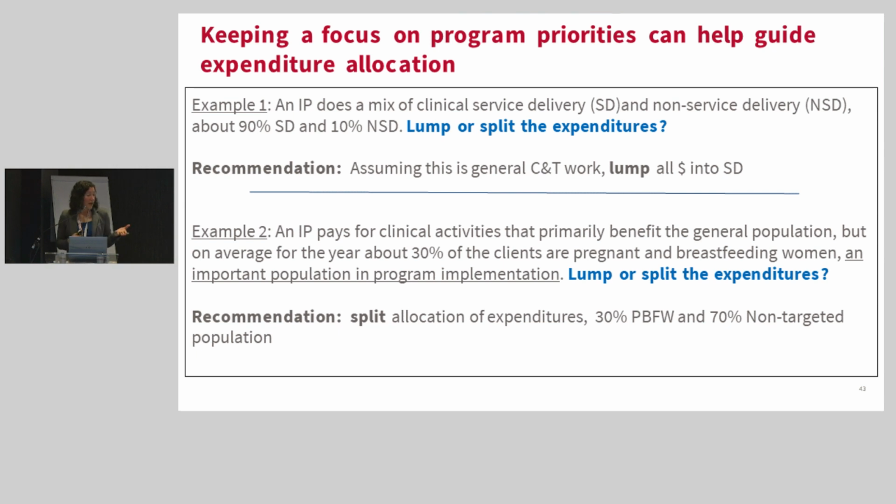On the other hand, we may have an implementing partner that mostly works on activities that benefit the general population, but about 30% of their clients are pregnant and breastfeeding women, which is, for the country they're working in, a recognized important or priority population and may have been flagged for particular attention and implementation focus. So in this case, it is useful to break out the expenditures between non-targeted population and pregnant and breastfeeding women. Especially where there's ability to estimate those with some degree of reliability, and then estimate or allocate those shared or cross-cutting costs where applicable.